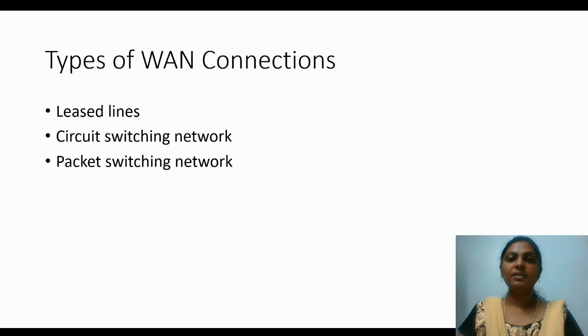Then coming to the types of WAN connections. We can divide the WAN connections into three types: the leased line, circuit switching network, and the packet switching network. First, about the leased line.